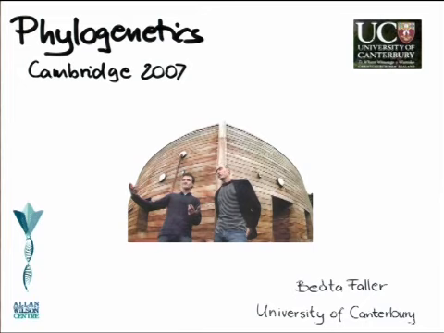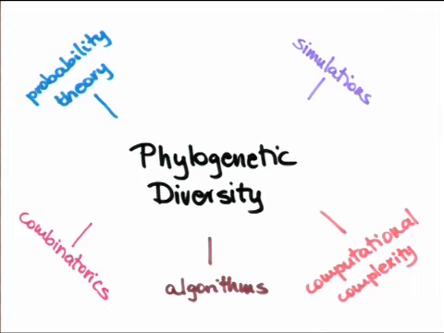So I have been doing my PhD with Charles Semple and Mike Steele at the University of Canterbury since February. You can see my supervisors here. I'm working on problems that are related to the so-called phylogenetic diversity, which is a measure for describing how much of an evolutionary tree is spanned by a subset of species.